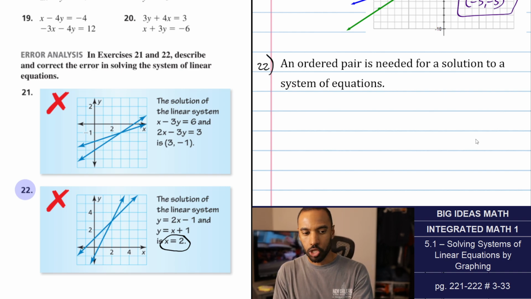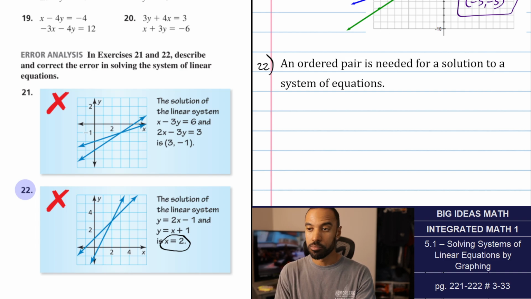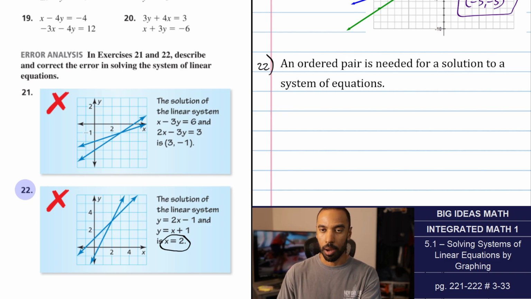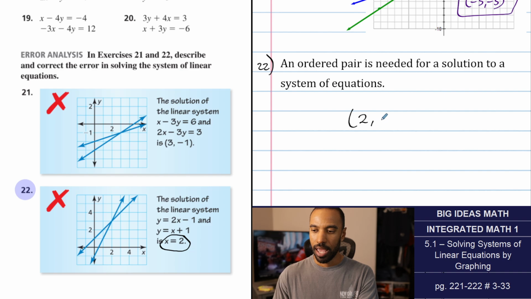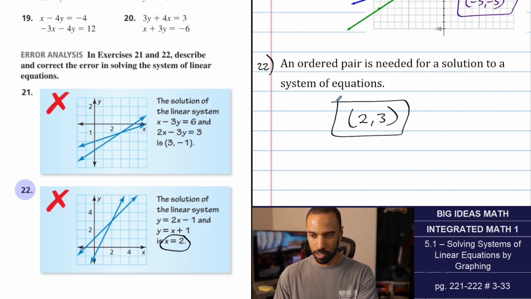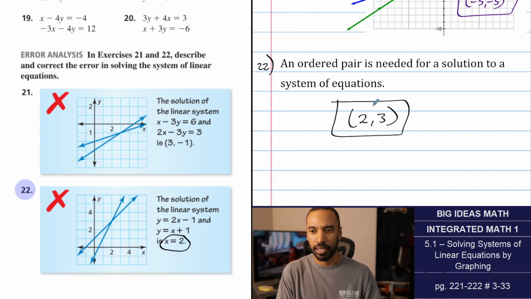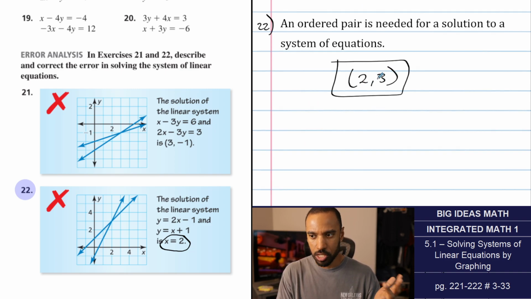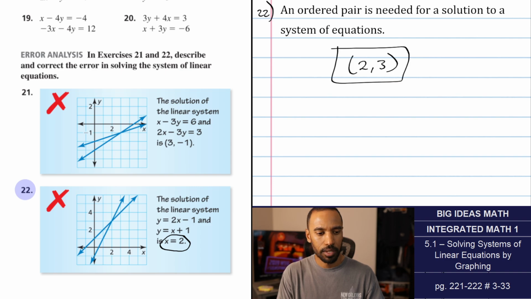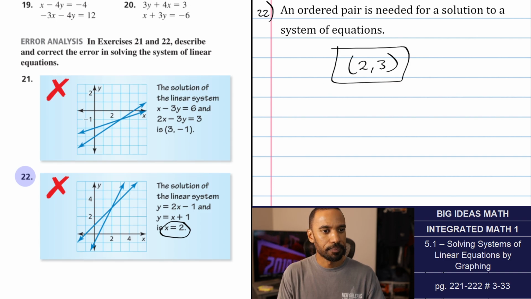So, 2 might be the x, but the y value is 3. So it's not just x equals 2, it's (2, 3). And also don't put x equals 2, y equals 3. It's kind of x equals 2 when y equals 3, right? And that's how we do that. Put the parentheses, x first, y second, all that. Syntactically, let's make it right.